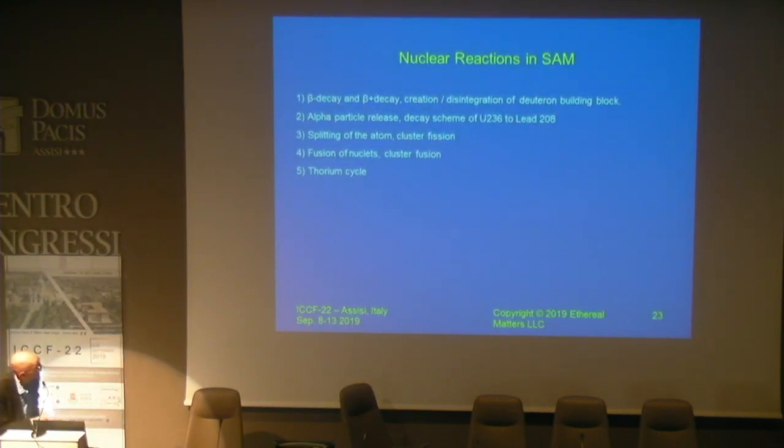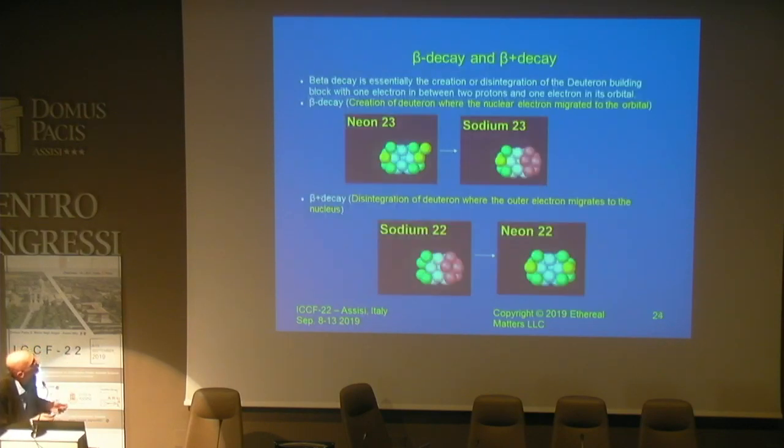Pointing out nuclear reactions in SAM, I'm going to go in the next slides through these five topics, from beta minus and beta plus decay. I'm going to show a sequence of the alpha particle release from uranium all the way down to lead quickly, splitting of the atom, cluster fission, if you will, and fusion of nucleates, which is cluster fusion, i.e. cold fusion, LENR, etc. And as a last one, the thorium cycle quickly. So beta minus and beta plus decay.